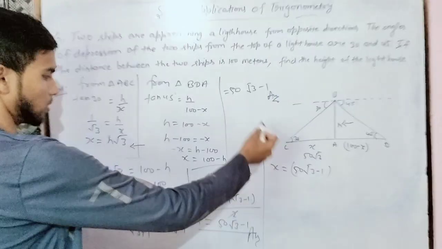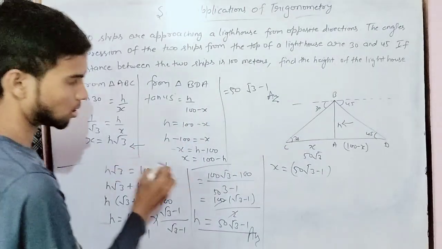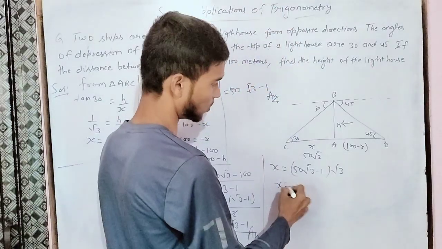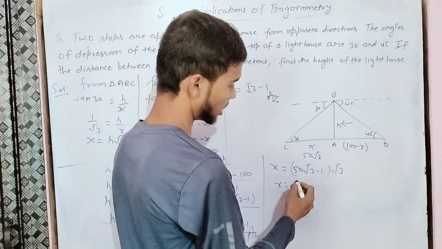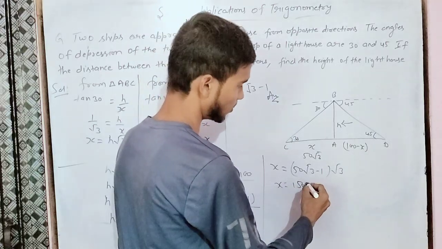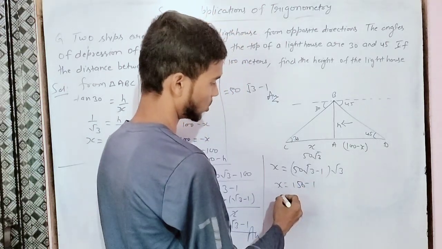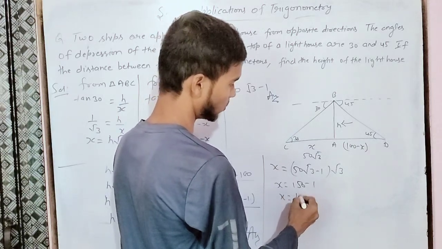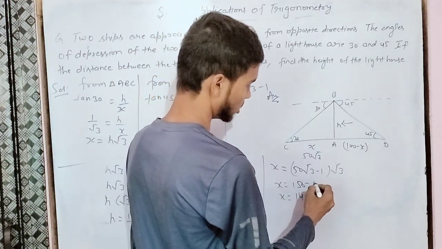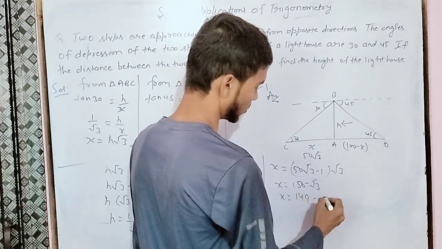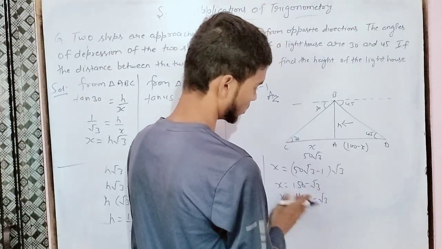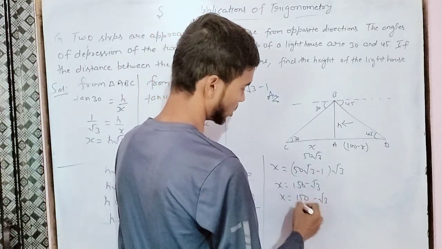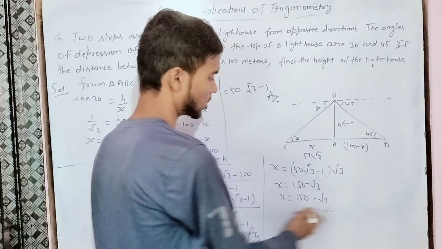I am putting the value of h in this. So here I am getting what? 3 3 is 9, 150 minus 1. So here x is what? 149 root 3 minus root 3. 150 minus root 3. This is x.